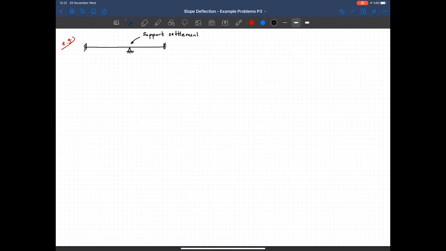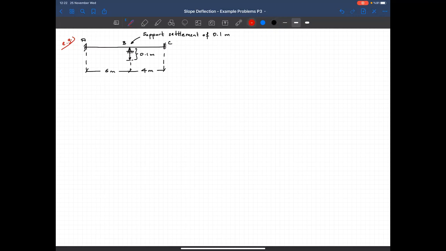Settlement of 0.1 meters. Okay, so this support moves due to some reason, weak foundation, and we see 10 centimeters in the movement in the downward direction. And let's calculate what happens to our structure. This length is 6 meters, this length is 4 meters. This is point A, point B, and point C.